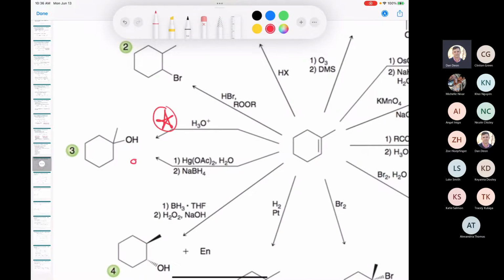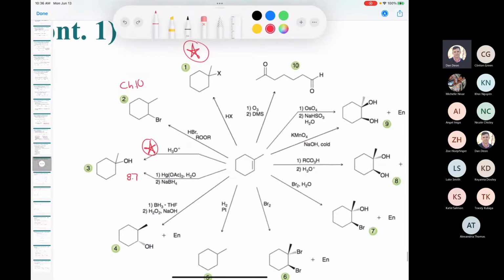And now we're getting to section 8.7. We're going to cover these conditions. You can see that it involves mercury, oxymercuration, and then the second step is what we call demercuration. You do not need to know the mechanism of this reaction. However, little asterisk on that. Just because I tell you you don't need to know it, I'm never going to ask you the mechanism.